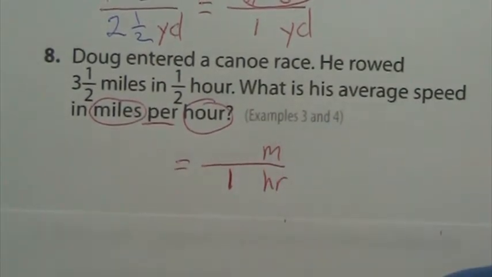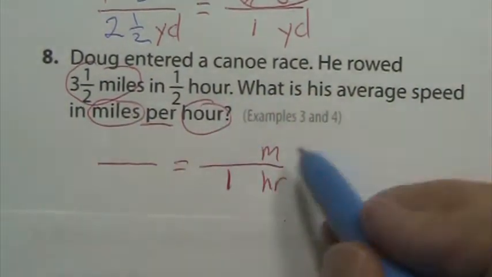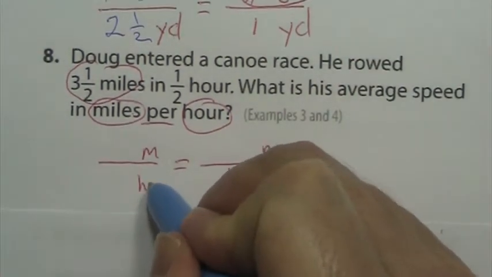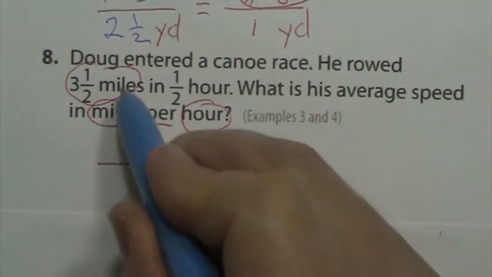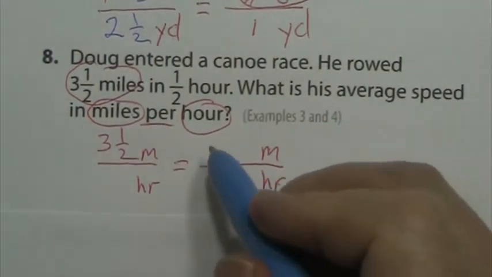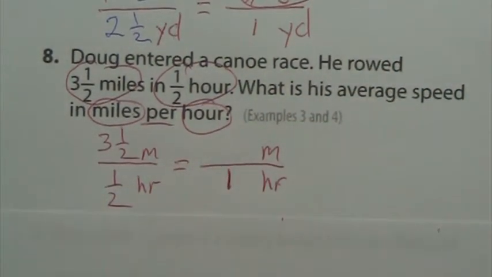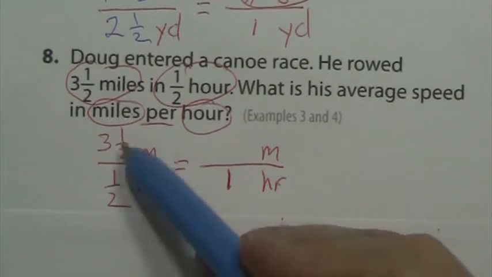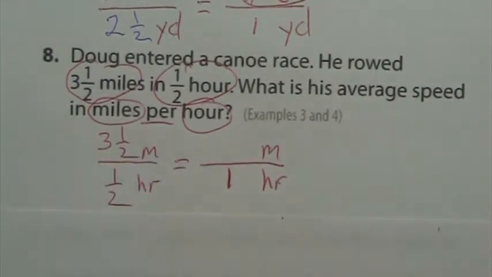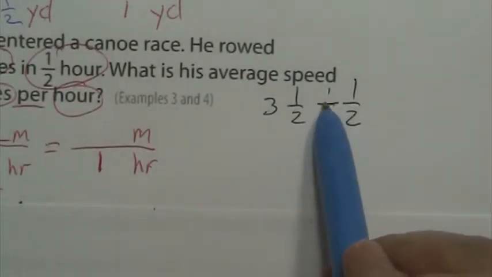Well, what information do we know? 3.5 miles. So see how it's miles on top? You have to put miles on top, hours on the bottom. 3.5 miles goes up on top, and 1/2 hour goes on the bottom. So that is your problem. It's not your problem, it's our problem. 3.5 divided by 1/2.